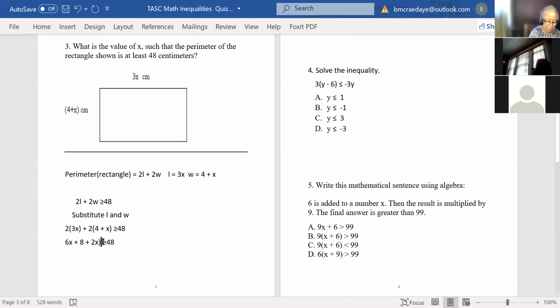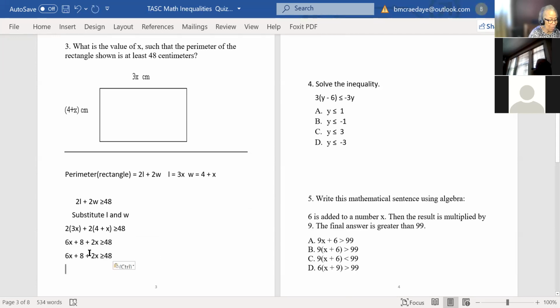Now, let's further simplify this. Combine your x's. What do you get? Okay, you get 8x. Plus 8. See, that's combined. So that's 8x plus 8 greater than or equal to 48. So what's my next step?